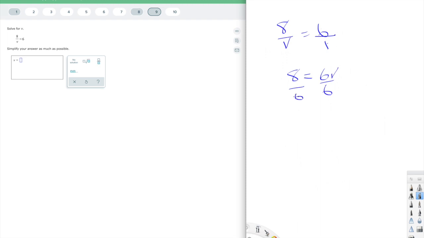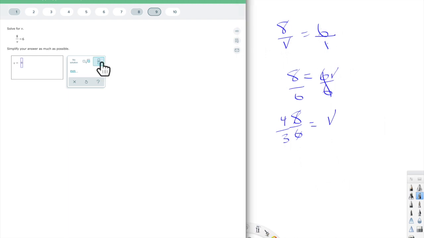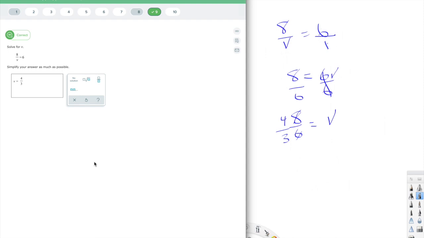And so this one, I'm going to have 8 divided by 6, which I'm going to have to reduce because it wants us to simplify as much as possible. And then v is by itself now, but I can divide by 2. I can divide by 2. So I have 4 thirds. So 4 thirds, check. If you have negatives, just make sure you're paying attention and applying the negatives properly.